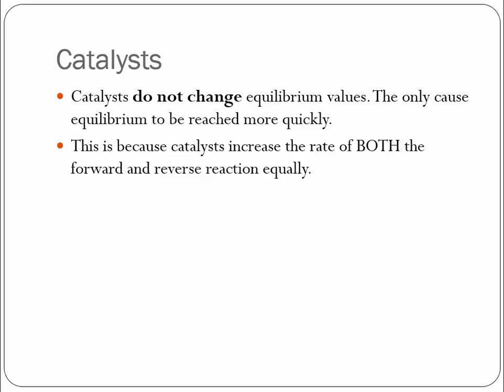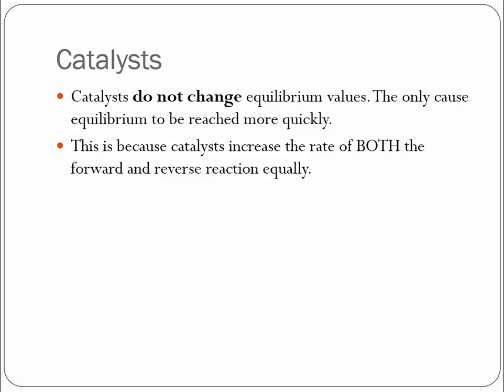Okay, so catalysts. Recall that catalysts are things that speed up chemical reactions. Let's say you have an equilibrium system that you've been doing without a catalyst and you throw a catalyst in there. Well, that's not going to do anything. They do not change equilibrium values. They only cause you to reach equilibrium more quickly.